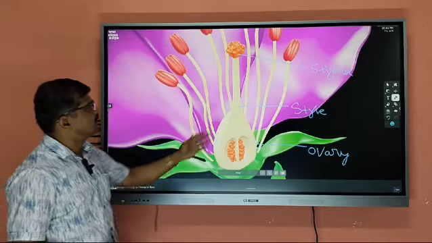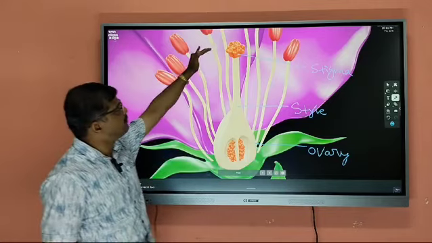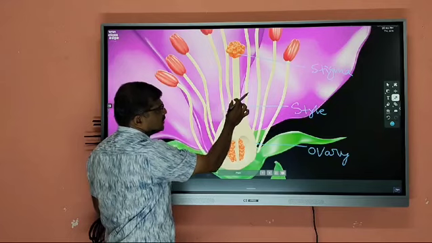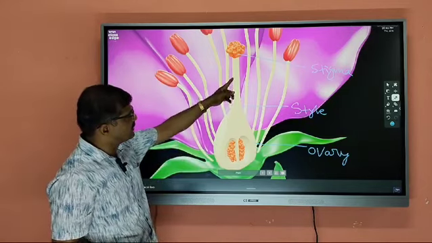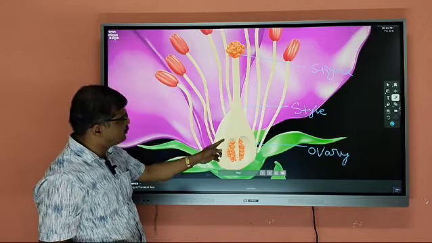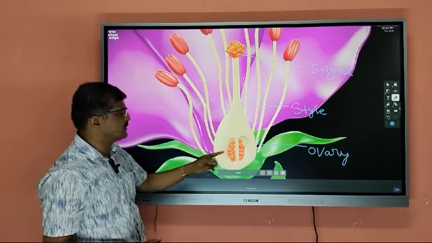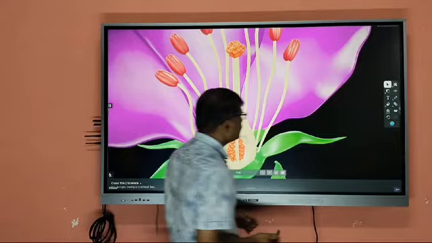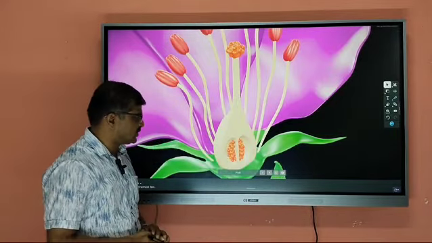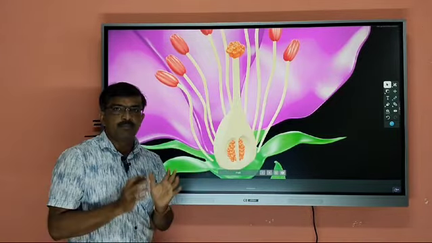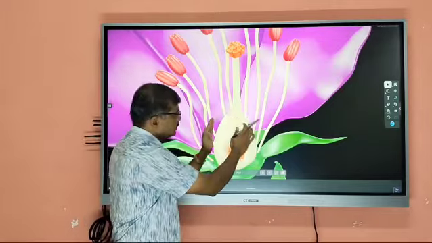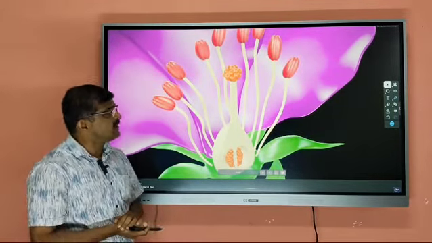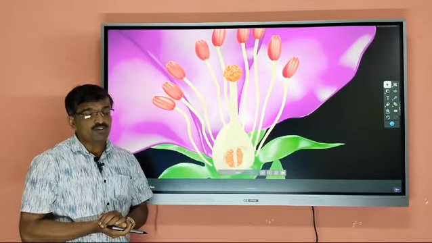Okay. So, here the pollen grains get deposited on the stigma and form a pollen tube along the style. Later, the pollen grains fuse with the ovules. It results in fertilization. Okay. So here, after the fertilization, these ovules become the seeds and the ovary becomes the fruit. So this is the brief introduction about parts of the flower.